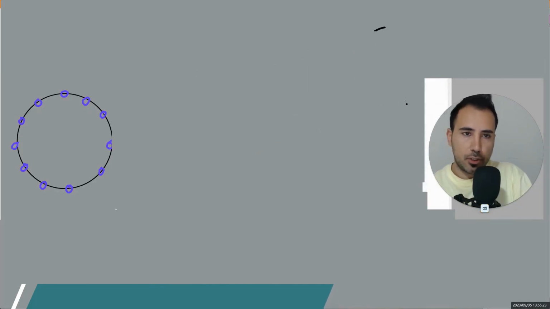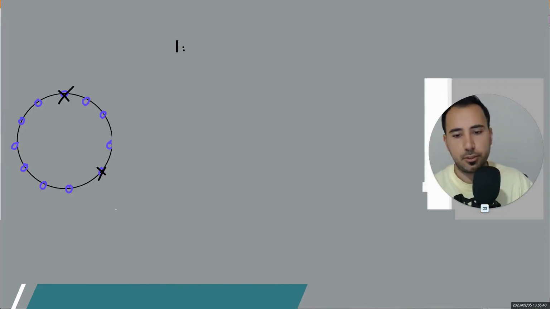To answer this question, we're going to do casework. The casework is like this. What if we have only 1 black dot? The black dot could be here, it could be here, it could be any of these circles, and the rest will be white, like purple in our case. So if we have only 1 dot, it's very easy. It's going to be 11.